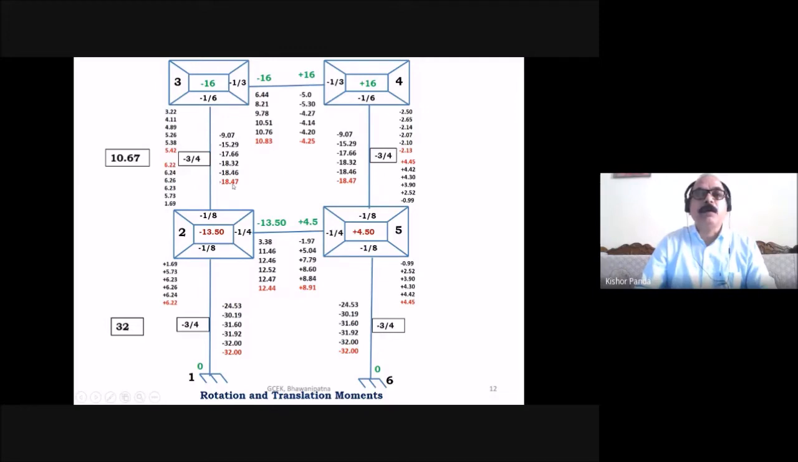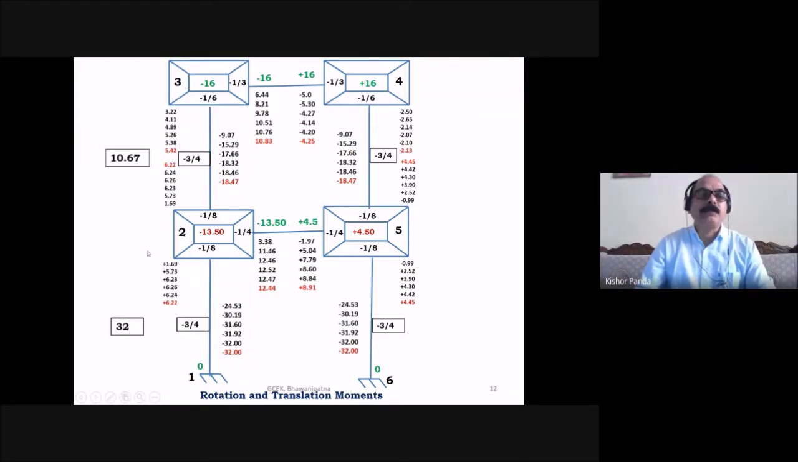Inner side of the column at the midpoint. So for this vertical member, you have to put the translation moment here, and for this vertical member, you have to put the translation moment here, and for this vertical member, you have to put the translation moment here. For this vertical member, you have to put the translation moment here, and the story moment you have to put here. This is the story moment.